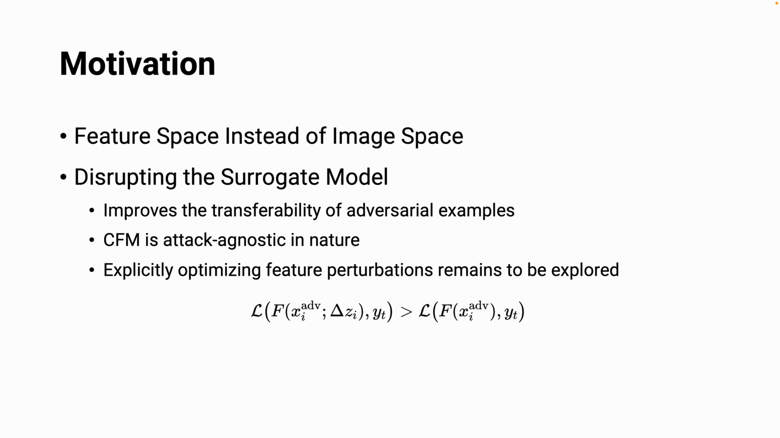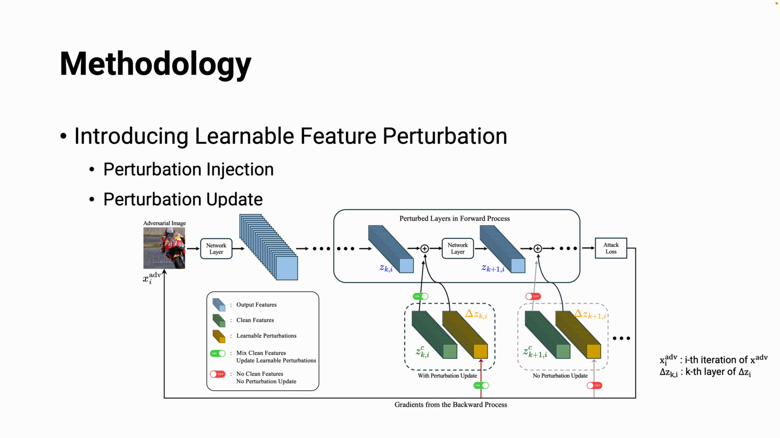Thus, we propose a new method called Feature Tuning Mixup, which intentionally adjusts the feature perturbations during the attack, rather than applying them randomly. Here's a brief overview of our FTM. FTM first introduces learnable perturbations into the deep layers of the surrogate model. In each attack iteration, a small subset of layers is randomly selected and combined with random clean features.